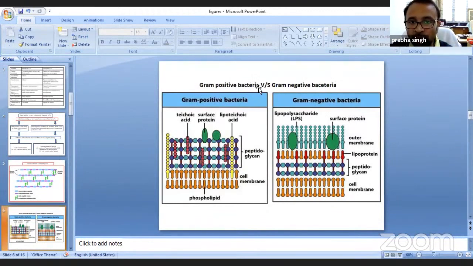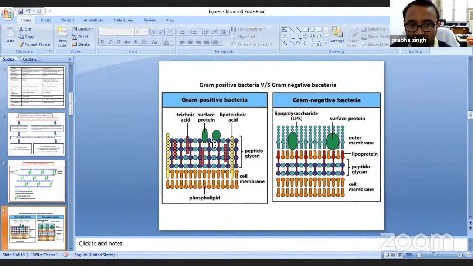So in the case of gram-positive bacteria, as you can see here, they have the cell membrane and then they have a peptidoglycan, right? And this peptidoglycan consists of NAM and NAG. Apart from these two monomeric units, which are joined together through the glycosidic bond, we have the teichoic acid. Teichoic acid is an important constituent of gram-positive bacteria, right? So this peptidoglycan layer in the case of gram-positive bacteria is multi-layered.